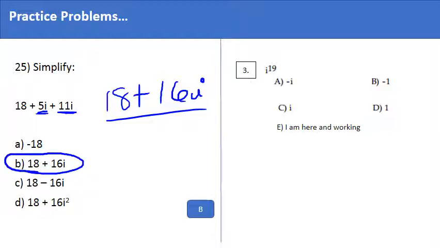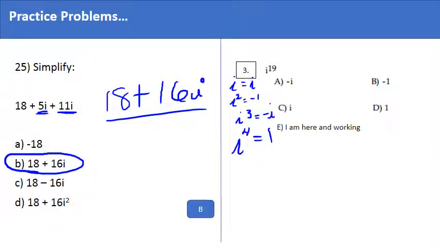All right. Next, we have i to the 19th. Now remember that i to the 4th is equal to 1. Okay, you can go back a couple of slides, and you're going to find that table of i to the 1st, i 2nd, i 3rd, and i 4th. Actually, I'll go ahead and write them here. So i is equal to i, i squared is negative 1. i to the 3rd power is negative i.